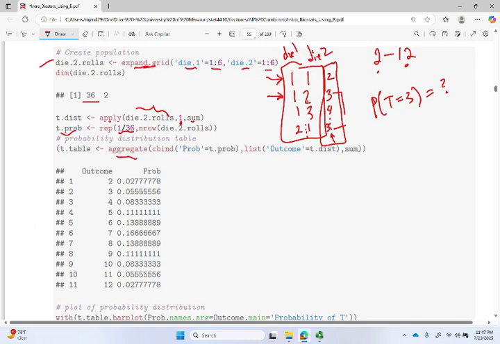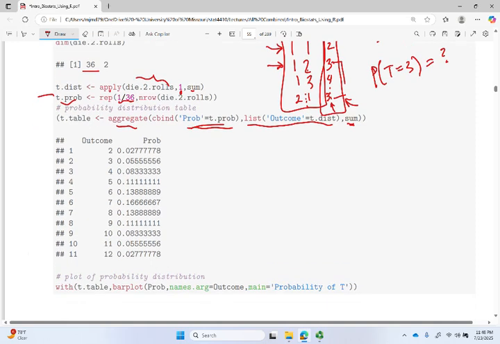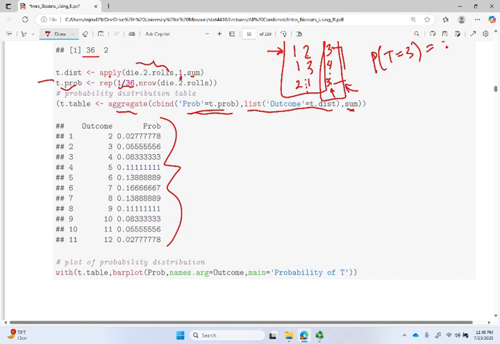Now we're going to aggregate, which means we're going to summarize over a grouping variable. So we take our t.prob, these are the probabilities, and then we're going to group it by the possible outcomes. So it's going to group all like values and then sum these probabilities, and it's going to output this. And so that's it. That's a probability distribution of rolling two dice.